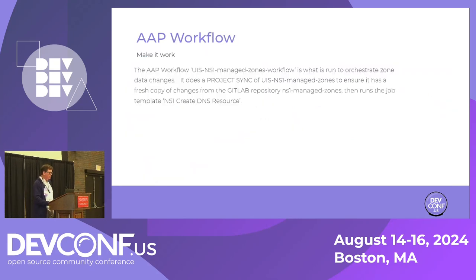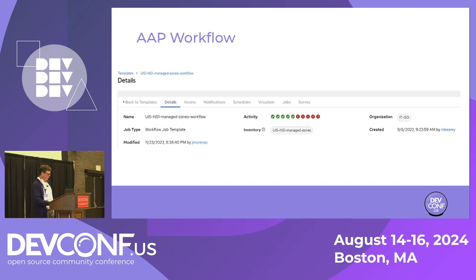And we had to put it all together and orchestrate it with an Ansible automation platform workflow. It does a project sync of the managed zones inventory to ensure we have a fresh copy of changes from the GitLab repository. It then runs the job template. So the workflow is nothing spectacular. As you can see, it's a live system that I took the screenshot from. When you've had some failures, they were all human caused, which is good. Ansible automation platform and Ansible itself tend to fail nicely, gracefully, cleanly and verbosely, so we knew exactly why it failed and fixed it.